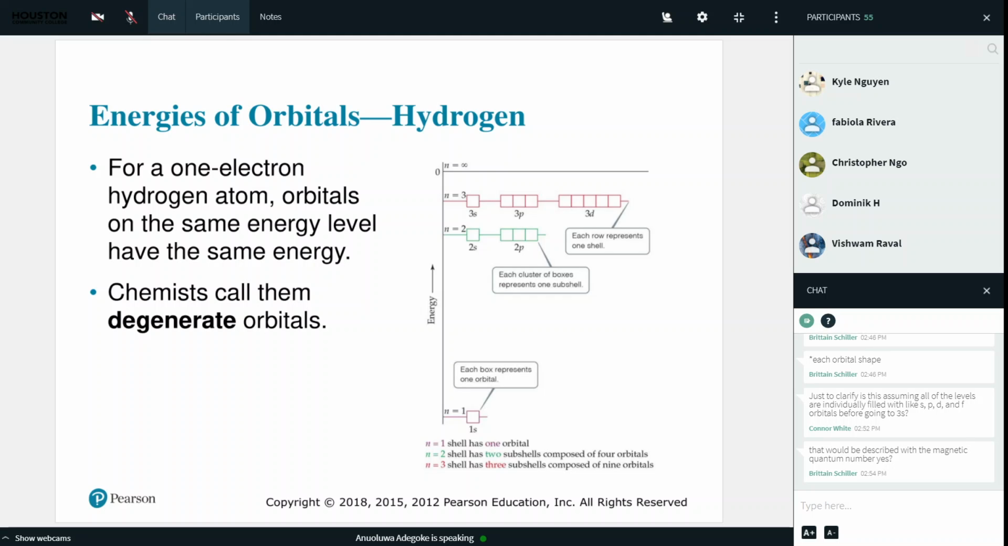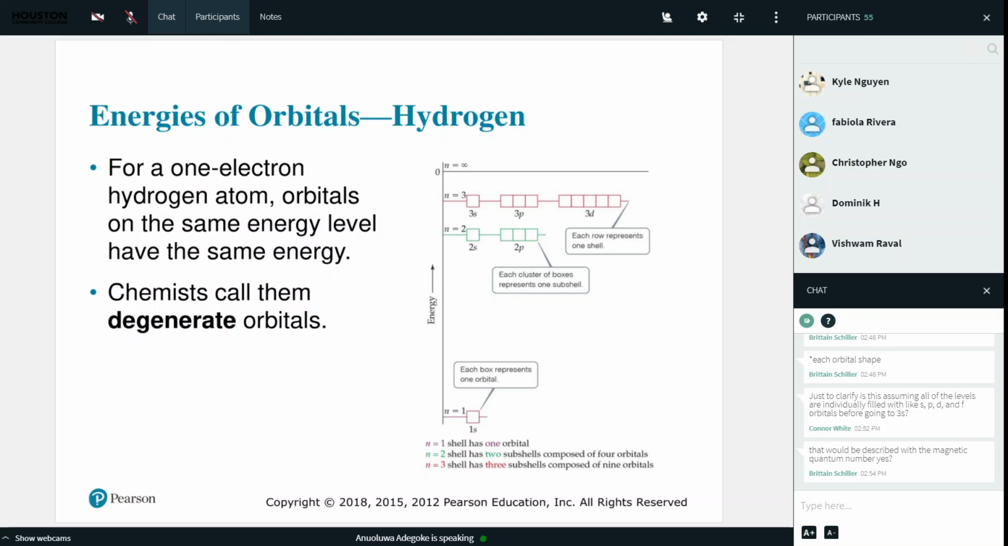Now, this is where we are going. We want to start learning how to write electronic configuration. To be able to do that, there are some things that we need to understand that we've been talking about, and there are some rules that we are going to follow as well. For a 1 electron atom, the hydrogen atom, this is basically what the energy level looks like.